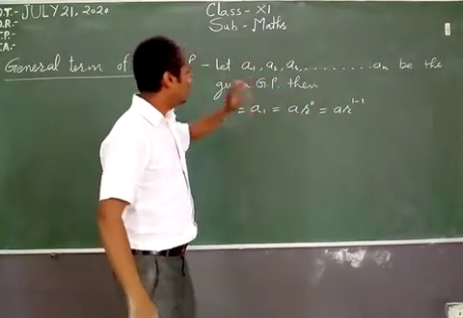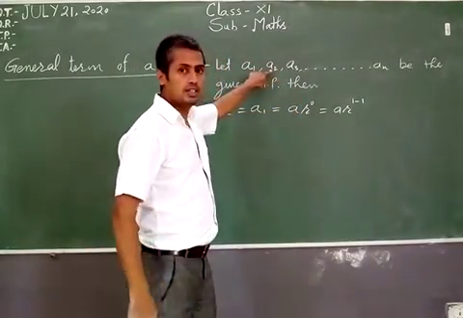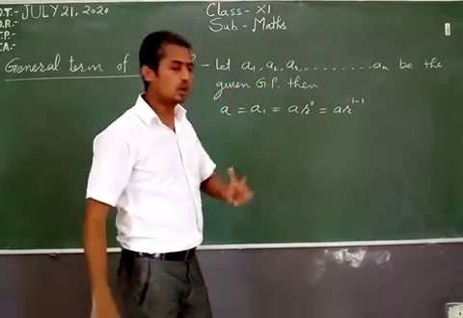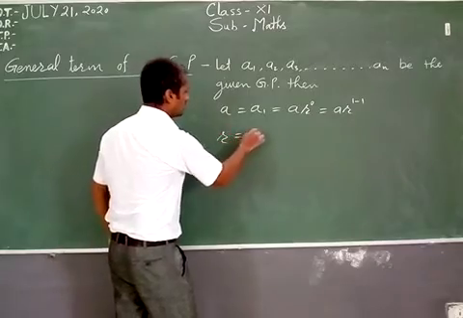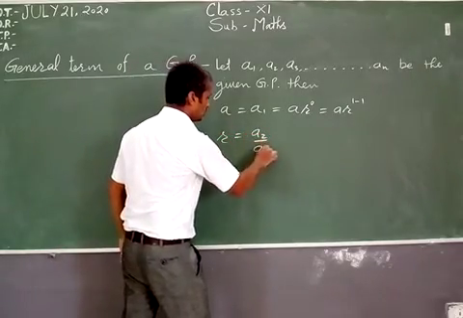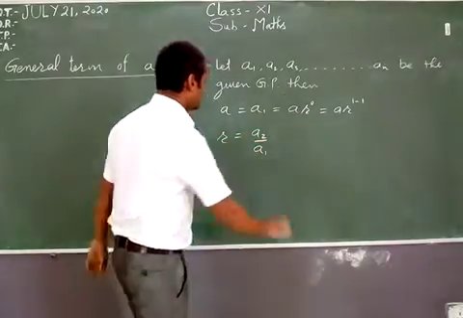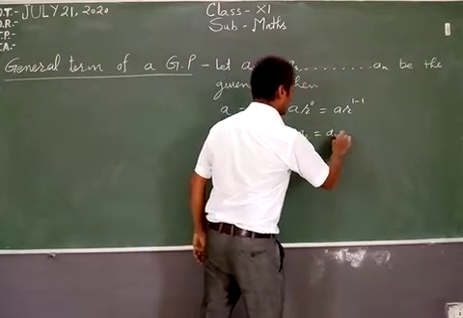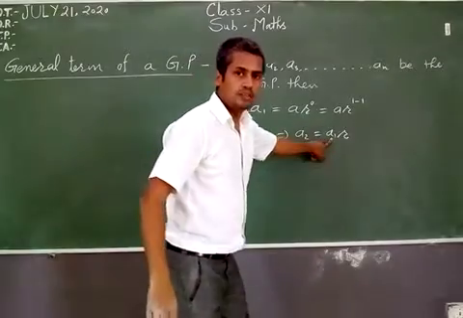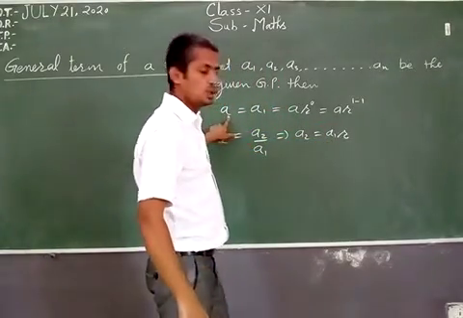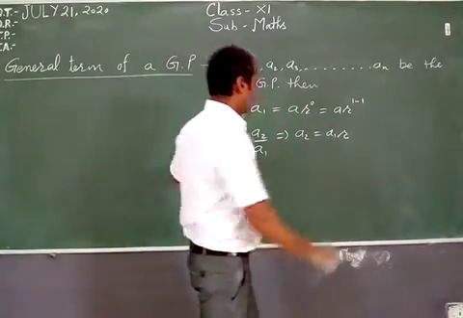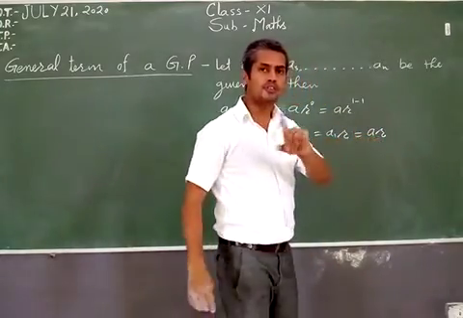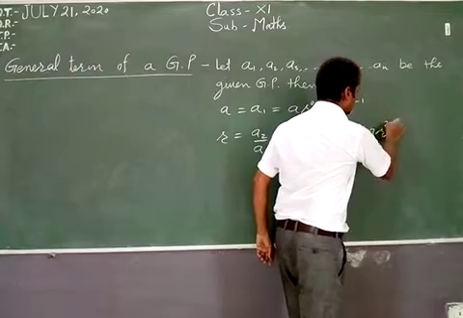We know that if we divide the second term by the first term, we can find the common ratio. R equals A2 upon A1. From the common ratio, A2 equals A1 into R. A1 means the first term, so we can substitute A1 equal to A. A into R, R power 1, which we can write as 2 minus 1.